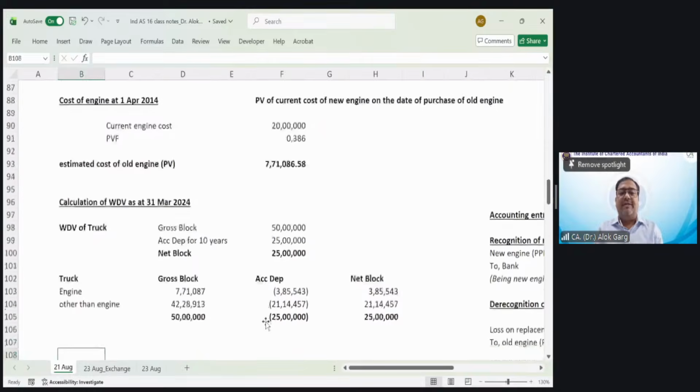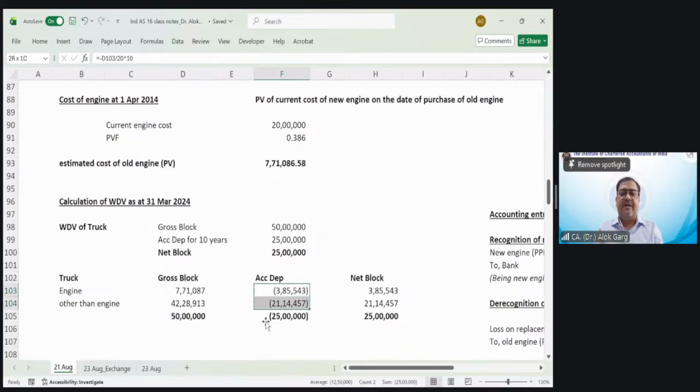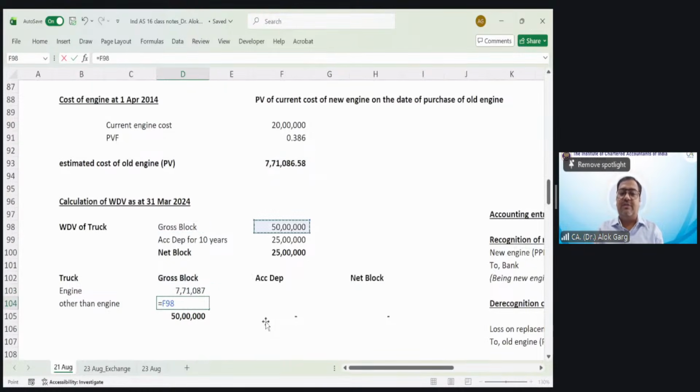So now what I did, I split this. My gross block of engine is coming from this number 771087, and what is my other than engine, what is my value of the truck gross block? This is 50 lakh minus 771087. What is my accumulated depreciation for the engine for 10 years?